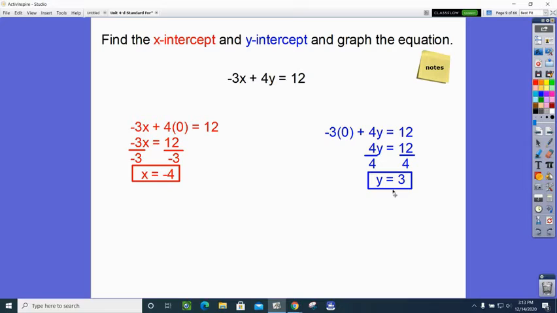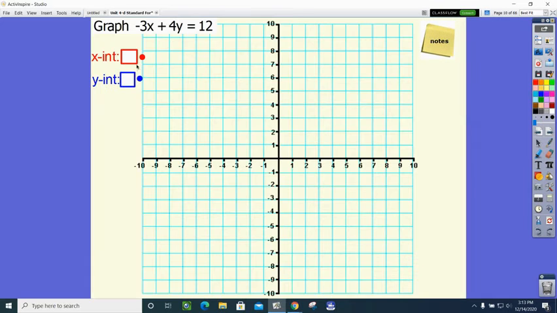Now let me ask you a question. Play teacher here. What do you think a mistake might be? Number 1 is to switch them. So again, remember what our 2 intercepts were, right? So you're going to take and go to the x-axis at -4 and put a point. You're going to go to the y-axis, put a point at 3, connect them with a straight line and arrows, and there is your equation. -3x plus 4y equals 12. There is your line. Pretty easy to graph.